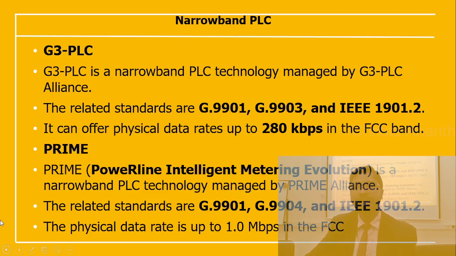Then we'll have PRIME. PRIME is Power line Intelligent Metering Evolution. It's a narrowband PLC technology managed by the PRIME Alliance. Same as this one, we'll have G9901, 9904, and IEEE 1901.2. Physical data rate, you can see 1 Mbps speed you can get in the FCC mode.